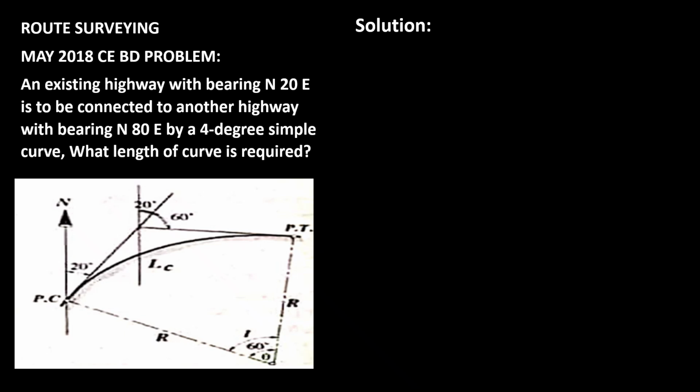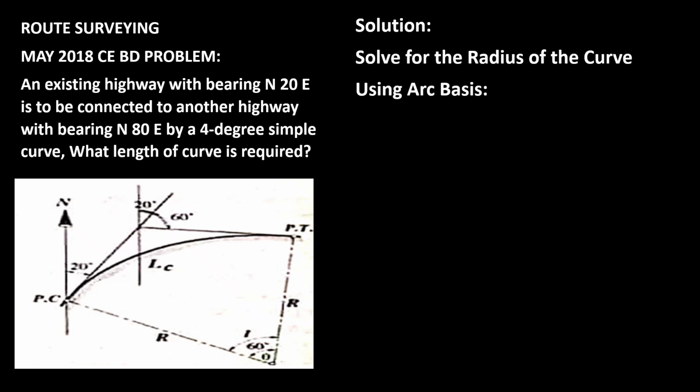For the start of our solution, let us solve first for the radius of the curve. In solving for the radius of the curve, we must use the arc basis, and that arc basis is actually R equals 1145.916 all over D. Again, I repeat, this is our formula in finding the radius of the curve: R is equal to 1145.916 all over D.